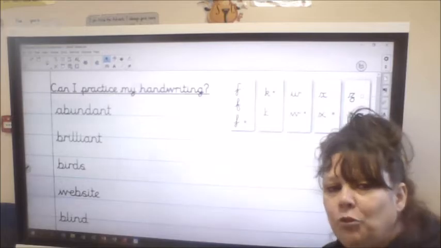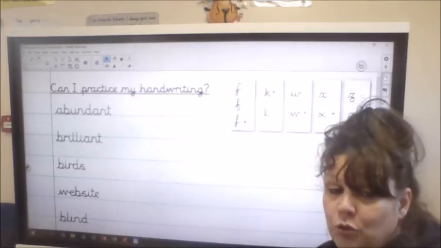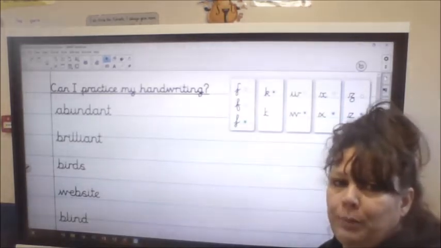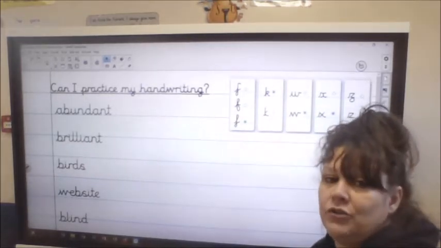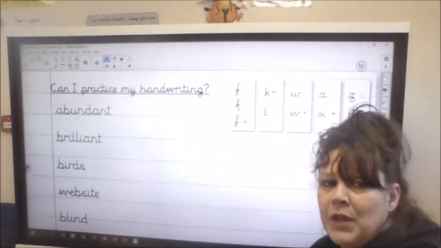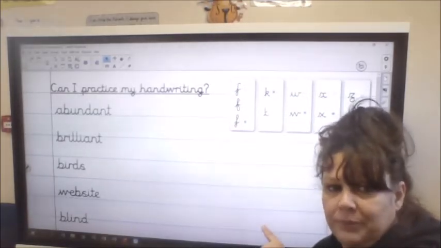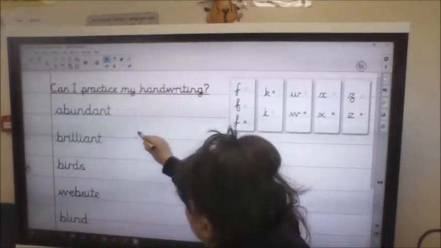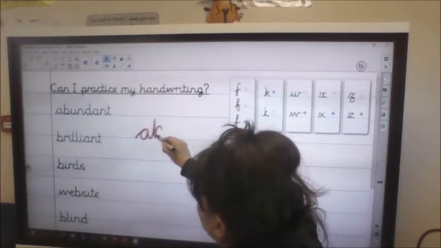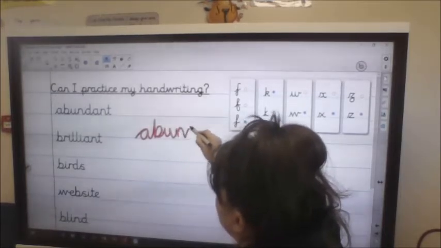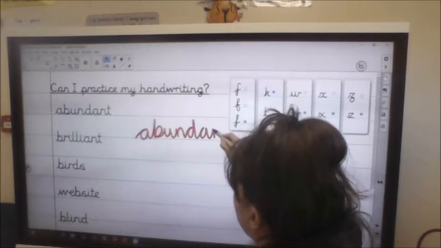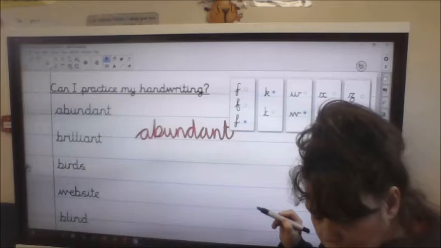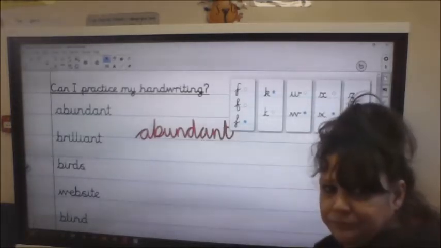So as always, I'm going to demonstrate how you will write the word, and then you're going to have a little go in your purple book. You will leave a line underneath your spelling activity, and then you're going to do 2 lines of each. Okay, let's have a little look then. Abundant. So I lead into my A, nice tall B, U-N-D-A-N-T. Okay, abundant.